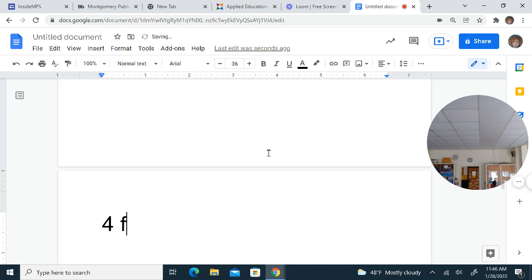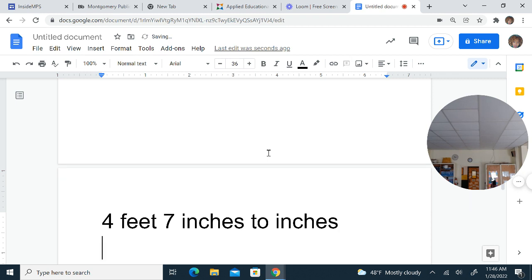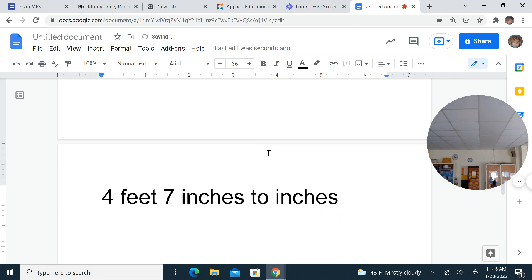So we got 4 feet, and the second part is 7 inches. So what's our conversion? 1 foot equals 12 inches. So we use that for each one of them? Well, when you've got feet and inches.